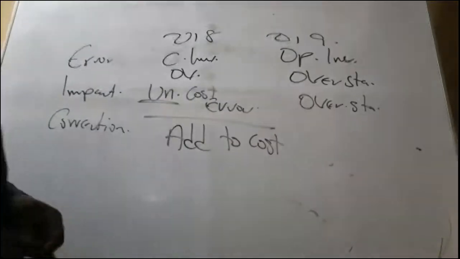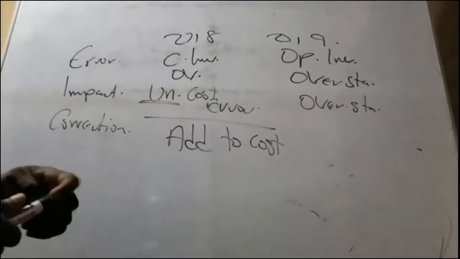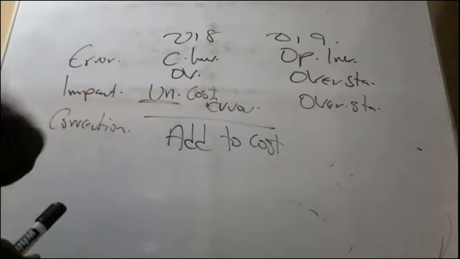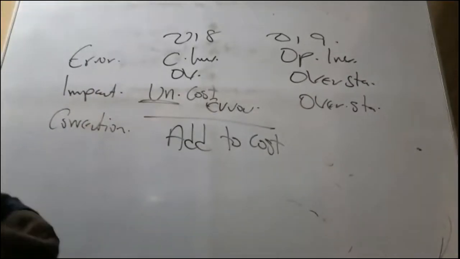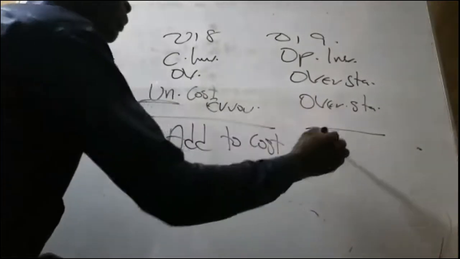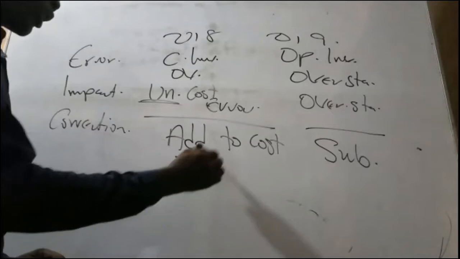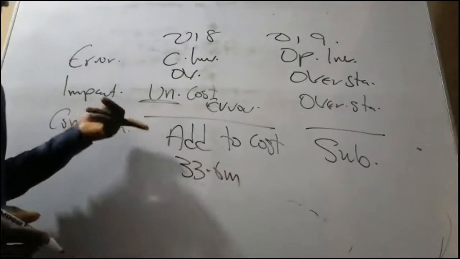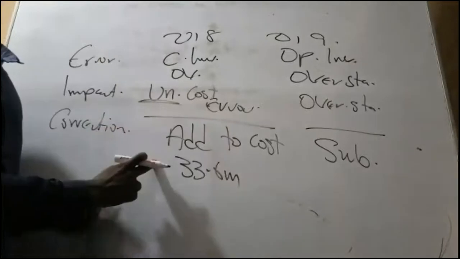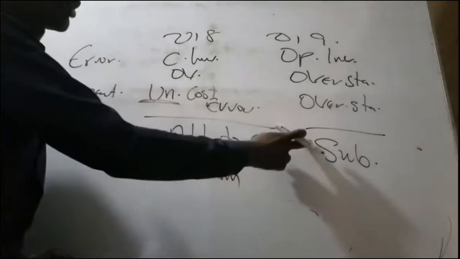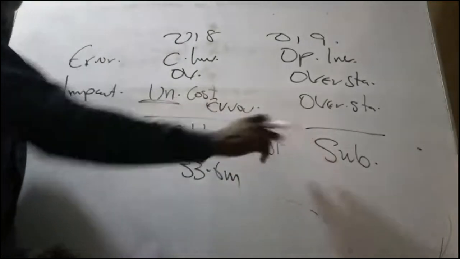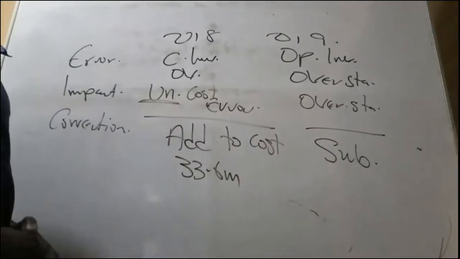Over means you have taken more than you're supposed to. So the cost of sales has been overstated. So what do we do? We subtract. So the treatment: subtract. So that 33.6 million, add it to 2018 cost of sales and subtract from 2019 cost of sales. That is the treatment. You are done.